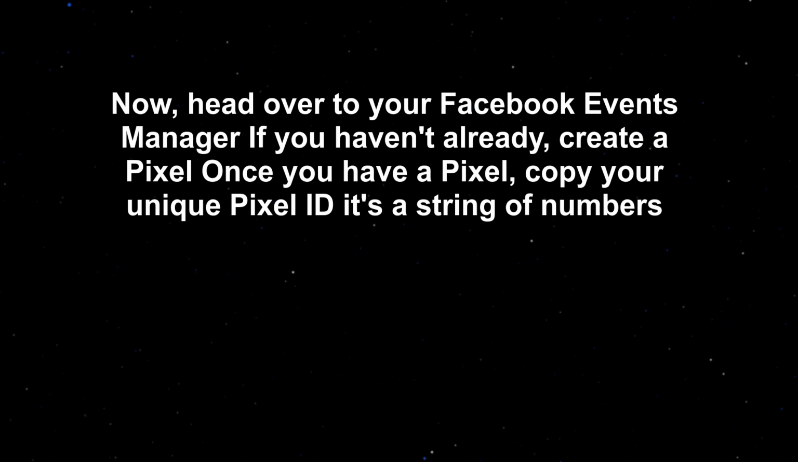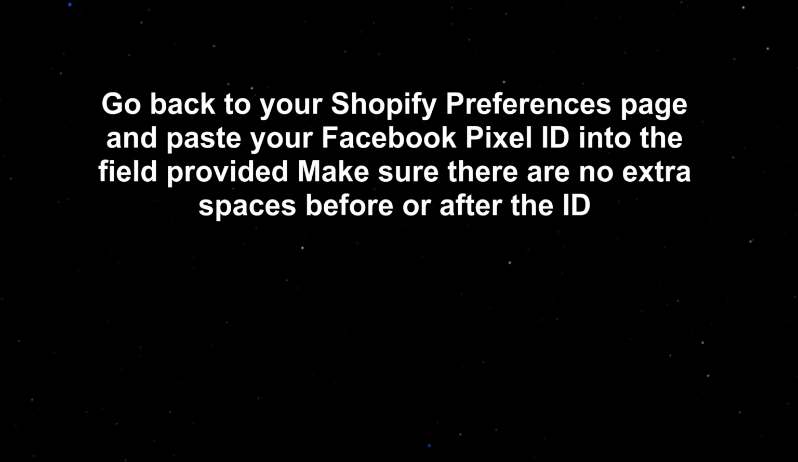Now, head over to your Facebook Events Manager if you haven't already. Create a pixel. Once you have a pixel, copy your unique pixel ID. It's a string of numbers. Go back to your Shopify Preferences page and paste your Facebook pixel ID into the field provided. Make sure there are no extra spaces before or after the ID.